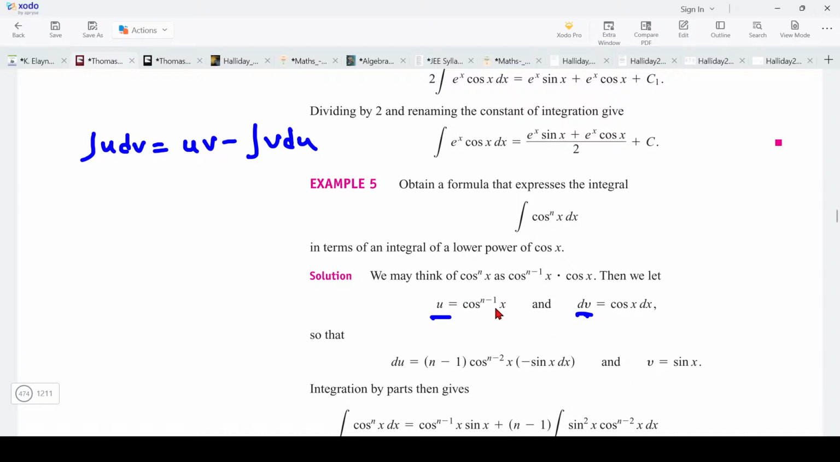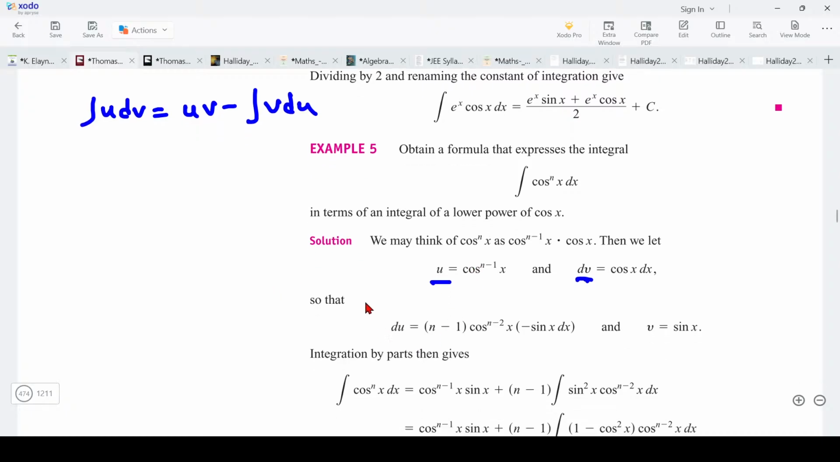Okay, what will become of du? Du will become (n minus 1) cos power (n minus 2) x into minus sin x dx. Clear? Okay, and what will become of v? V should be sin x, right? Agreed. So then what will become our formula?